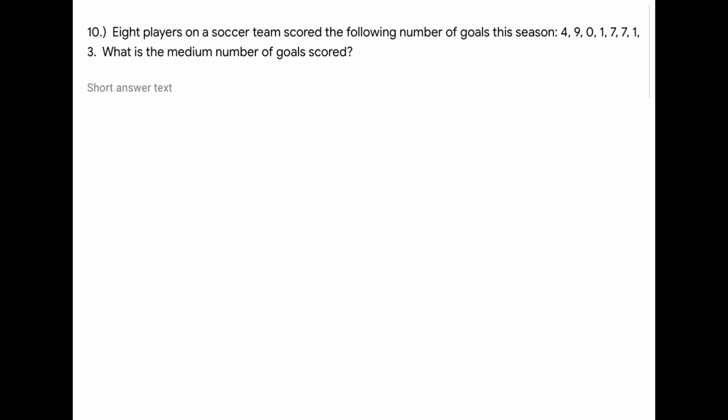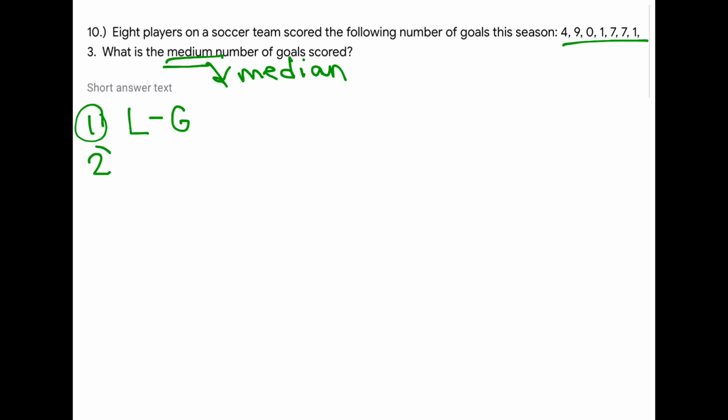8 players on a soccer team scored the following number of goals this season. Same data. What is the median number of goals? Median, that is supposed to be median number of goals. So 1, you've already ordered from least to greatest.